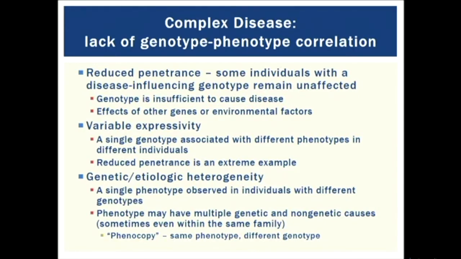And then on the other hand, we have genetic and etiologic heterogeneity. This is in a way the converse, where we have a single phenotype that's observed in individuals with a range of different genotypes. The phenotype can have multiple genetic and non-genetic causes in different individuals. Dr. Leibel last week used the term phenocopy, which is an important concept. It's an individual who has the same phenotype, but who has a different genotype.